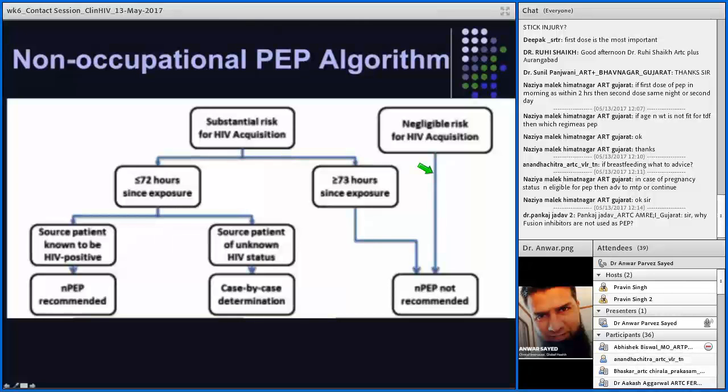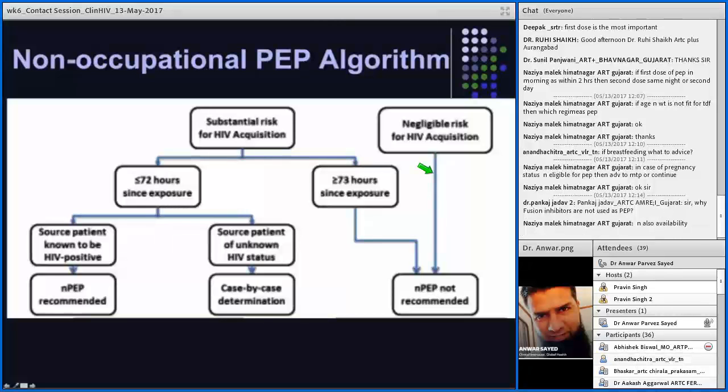This is the PEP register, which is kept at the ART center and needs to be maintained by the staff nurse, where all details of all exposures are entered. Also, this is very important and usually not done by the clients: repeat HIV testing after 6 weeks, 3 months and 6 months, and after completion of PEP, needs to be recorded. So the staff nurse needs to follow this up. We already saw all this.